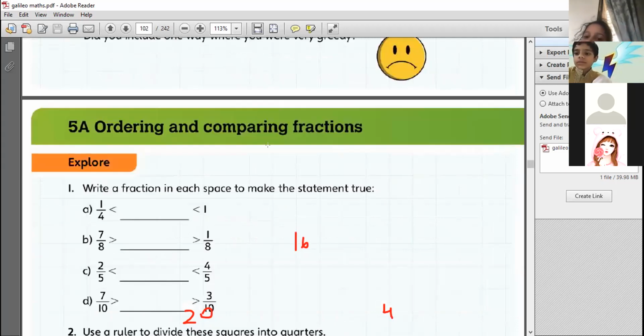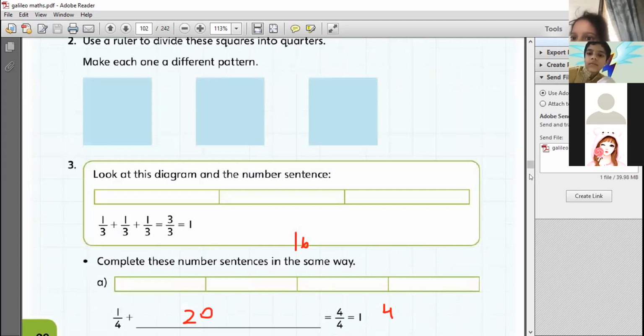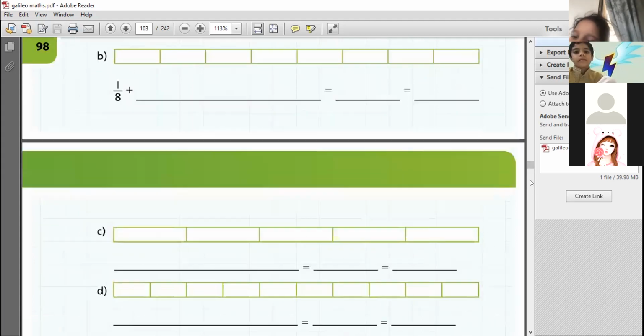Now, how about this? To make the statement true, write a fraction in each space. We did this also. Do you remember? We did it in the physical class as well. Then we did how to divide this paper into 4 quarters, meaning into 4. Right? Muhammad Ali, you were not there in the physical class, so I'm going to teach you this, but give me some time, okay?